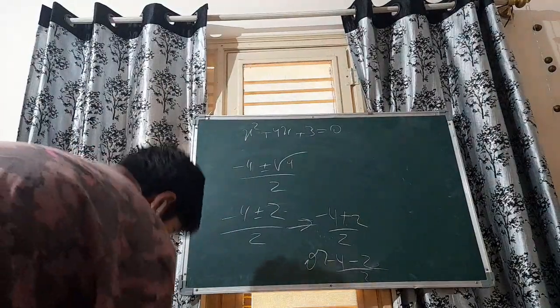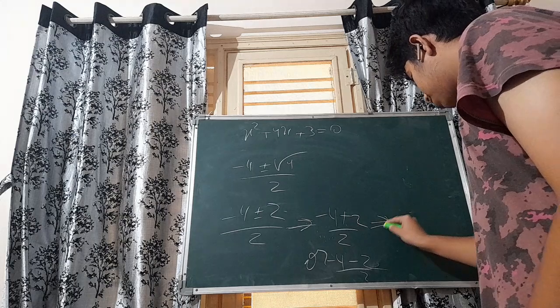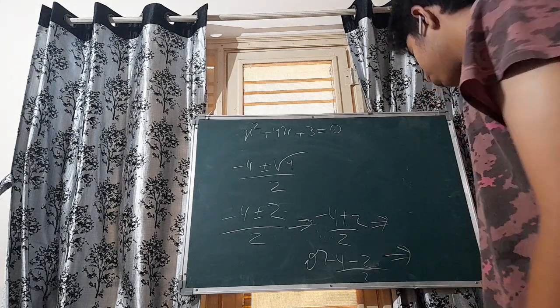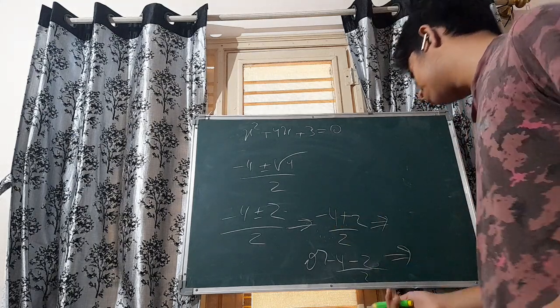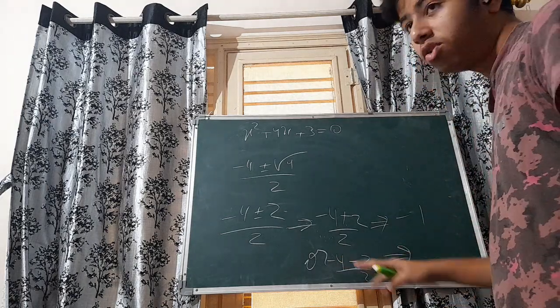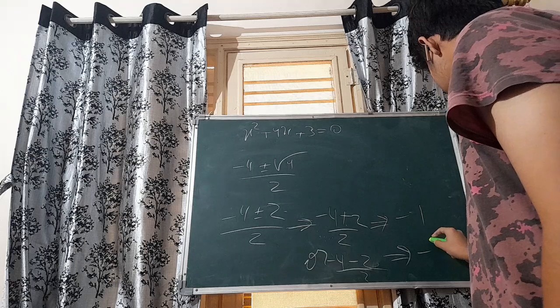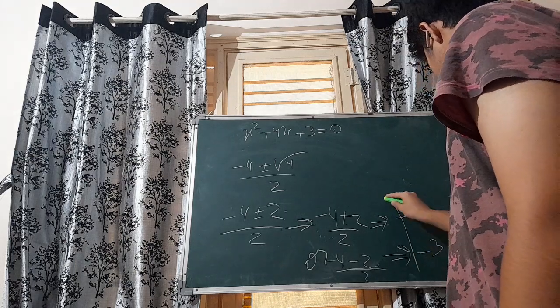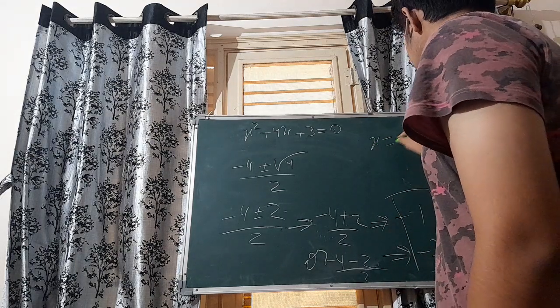Now we're going to work out both equations to get our answers. Minus 4 plus 2 is minus 2, and minus 2 by 2 is negative 1. Minus 4 minus 2 is minus 6, and minus 6 by 2 is negative 3. And here we end up with the same answers for the one equation.